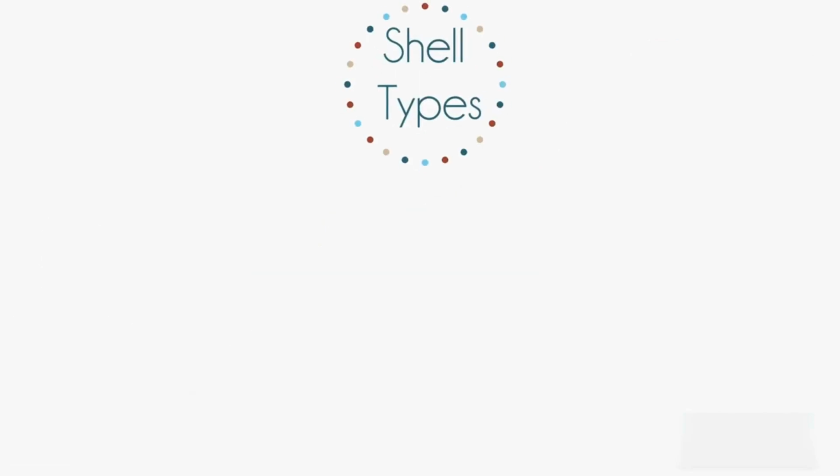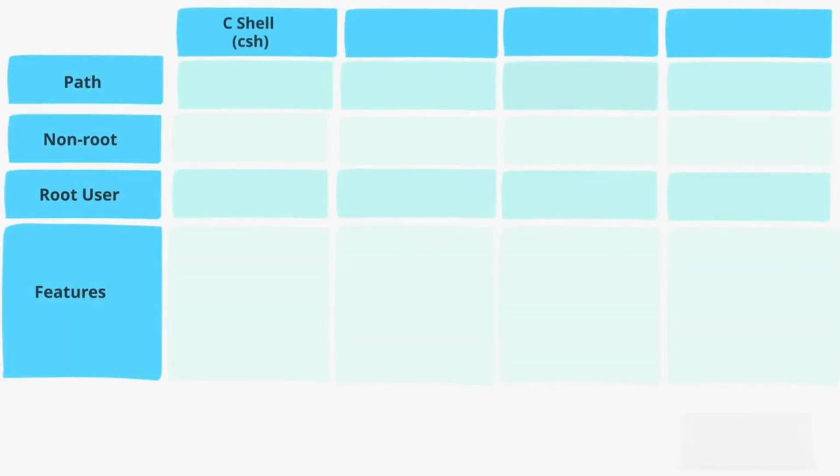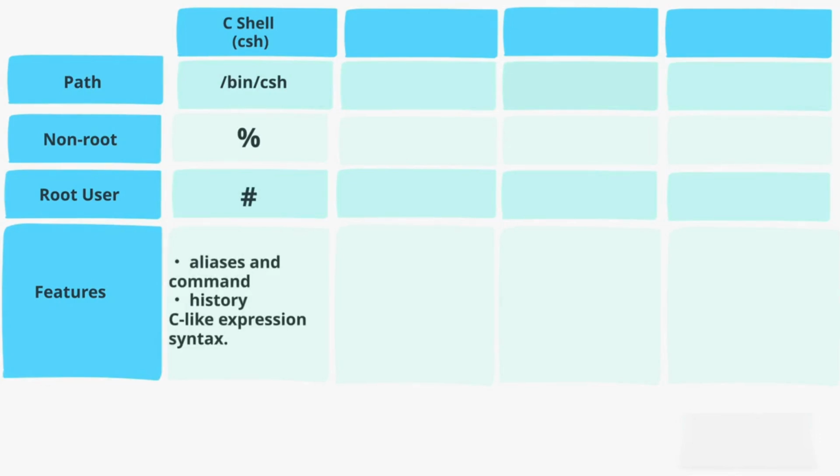There are several types of shells, each with its own features. The most well-known ones are Bourne shell (sh), C shell (csh), Korn shell (ksh), and Bourne Again shell (bash). 1. C shell, csh, path /bin/csh, non-root prompt %, root prompt number sign (#). Features: supports aliases and command history, which helps to store and recall previously used commands. Its syntax is similar to C programming, making it a great choice for users familiar with C-like expressions.